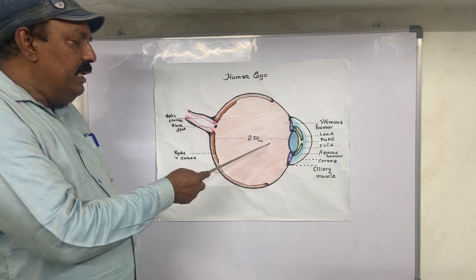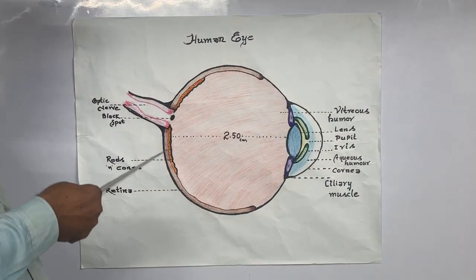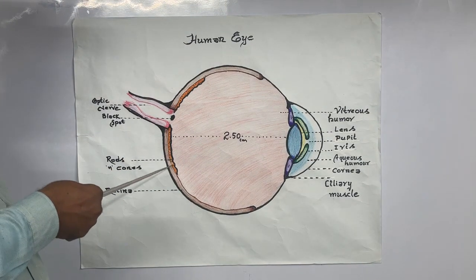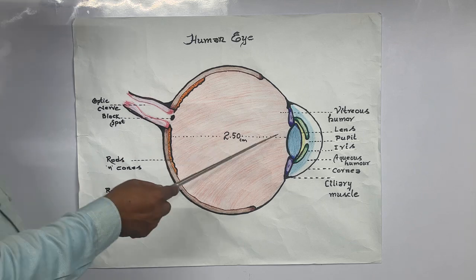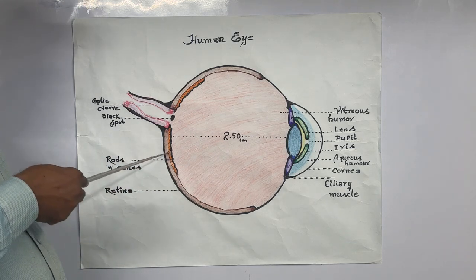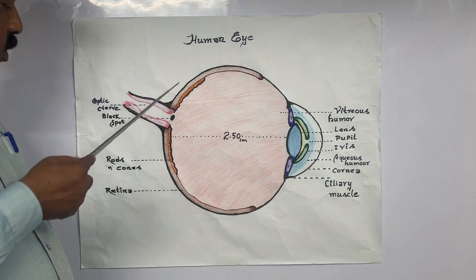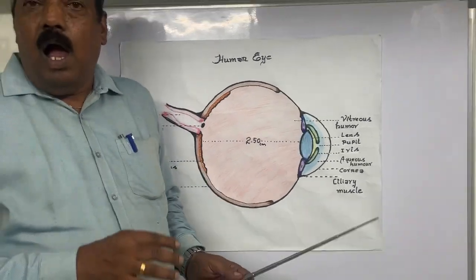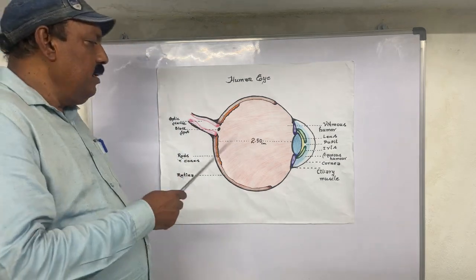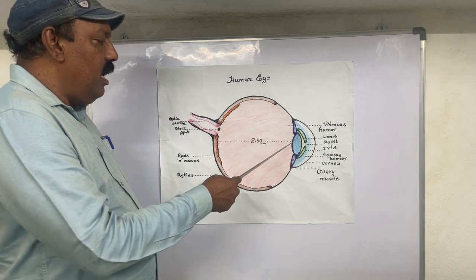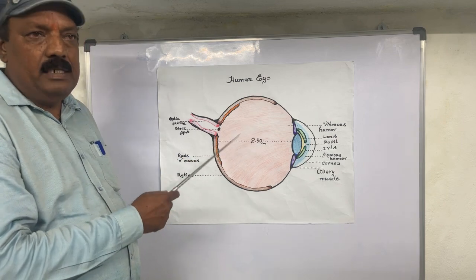Thereafter, at a certain distance, 2.50 centimeters, we have the ending part called the retina. The retina has pigments, rods and cones, and we have 125 million rods and cones in the human eye. Between the retina and the lens, we have one important area, the vitreous humor.